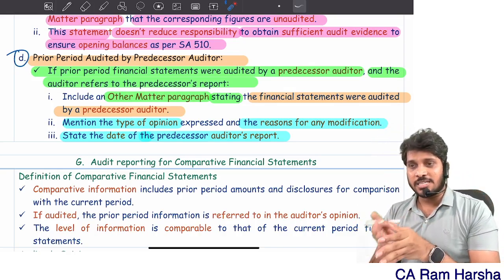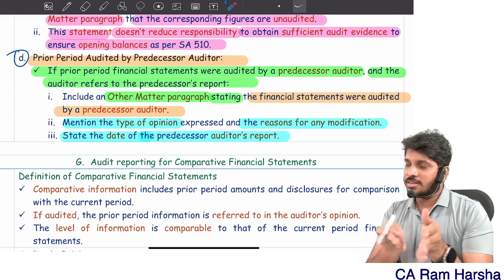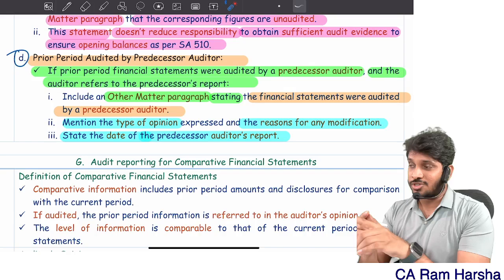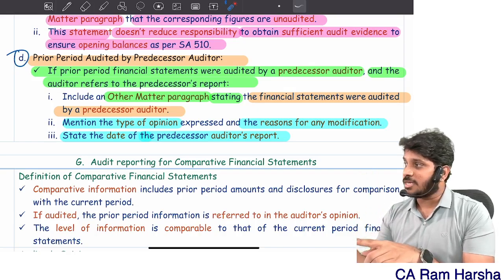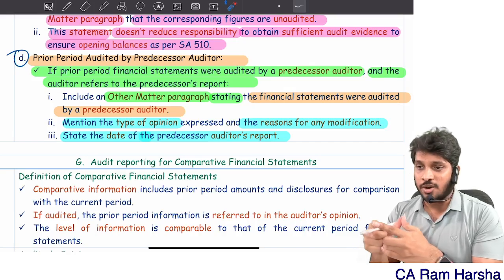See, sir, last year our financials were not audited at all. State that they were not audited. But this statement does not reduce your responsibility to obtain sufficient appropriate evidence regarding opening balances.